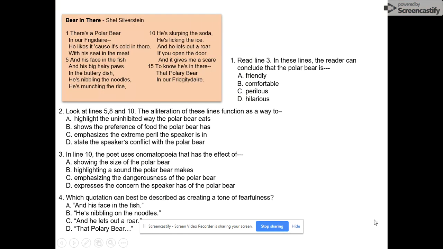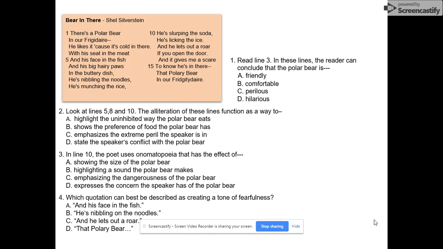Hey guys, so you just listened to Bear in There by Shel Silverstein, and I wanted to go over the poem with you before I let you do some practice on your own. So the first question I'm going to ask you is the same as what I asked yesterday: who is the speaker of the poem?